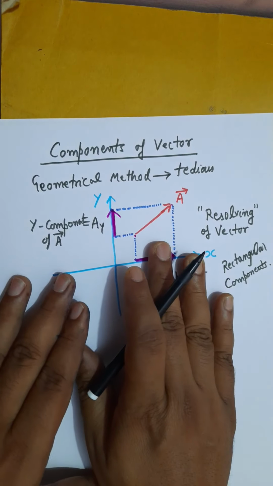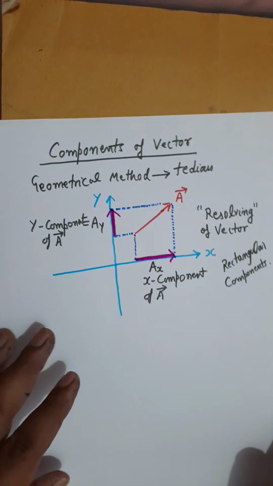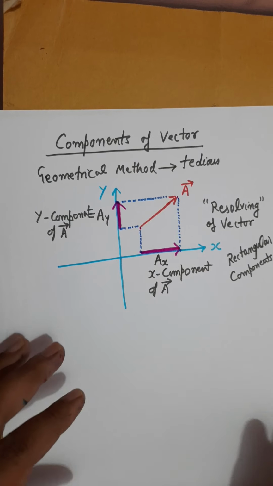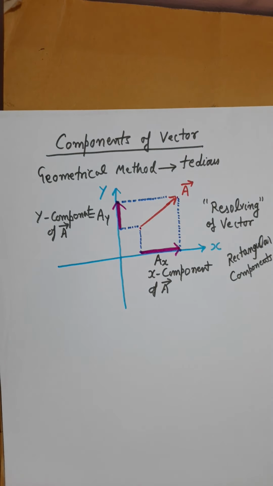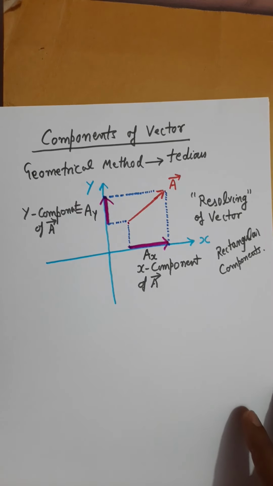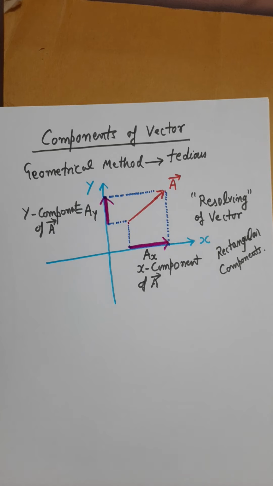So this was the process of finding components. You need to first understand what a component is, right? First we will learn what a component is, and then we will learn how to find the value of these components.